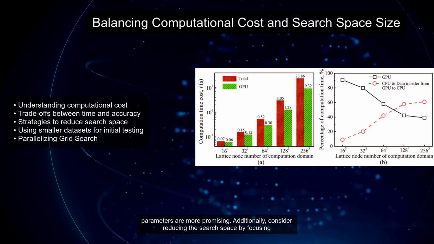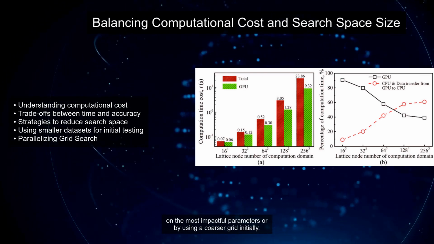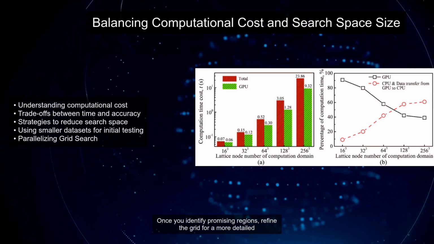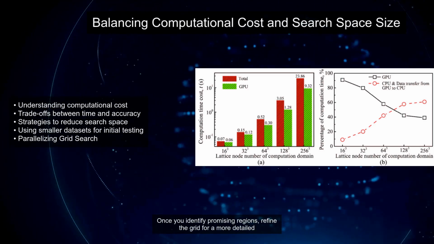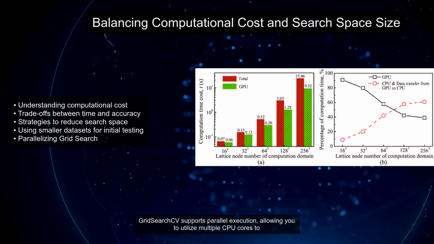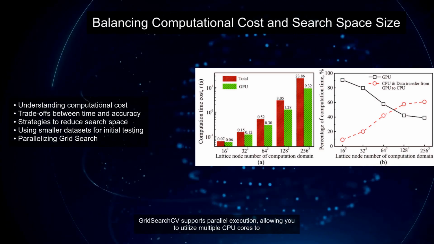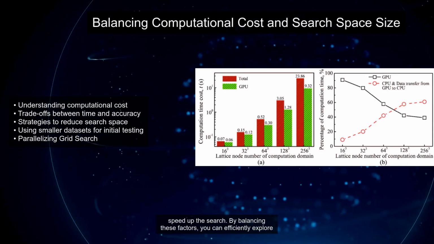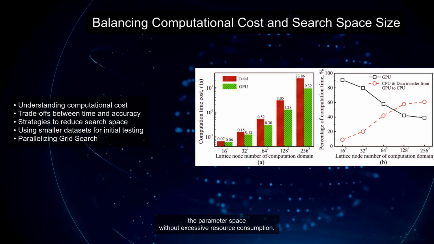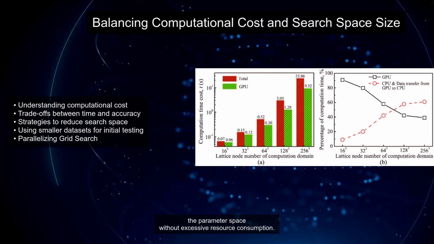Additionally, consider reducing the search space by focusing on the most impactful parameters or by using a coarser grid initially. Once you identify promising regions, refine the grid for a more detailed search. Another effective strategy is to parallelize the grid search process. Scikit-learn's grid search supports parallel execution, allowing you to utilize multiple CPU cores to speed up the search. By balancing these factors, you can efficiently explore the parameter space without excessive resource consumption.